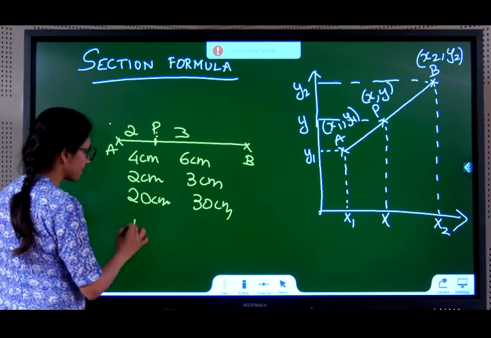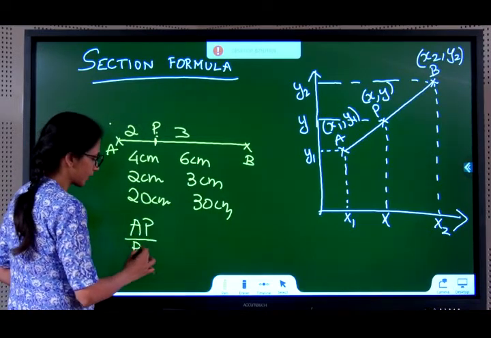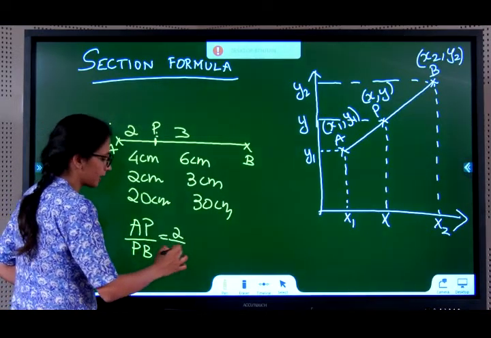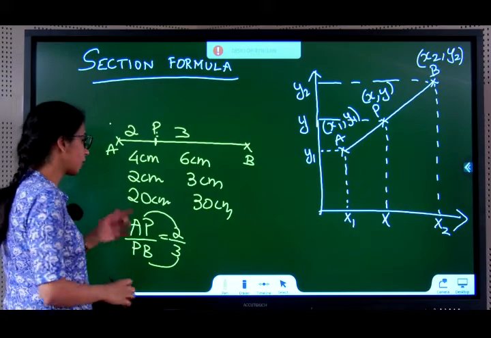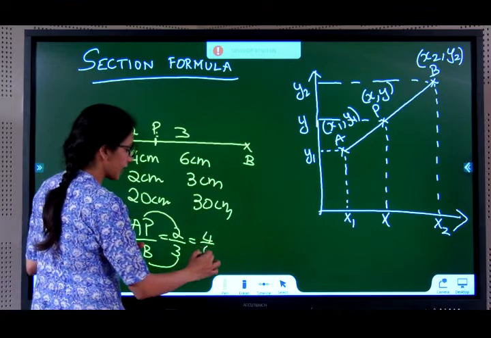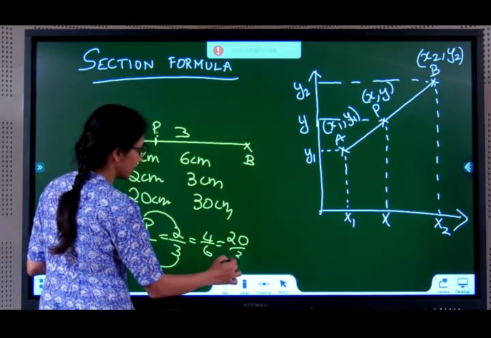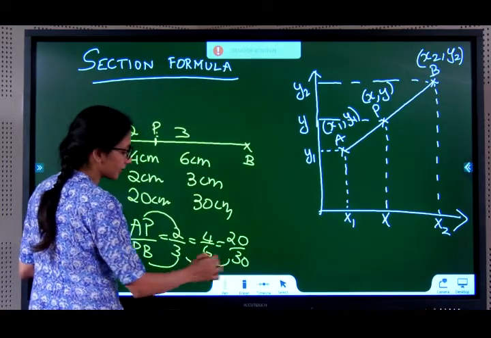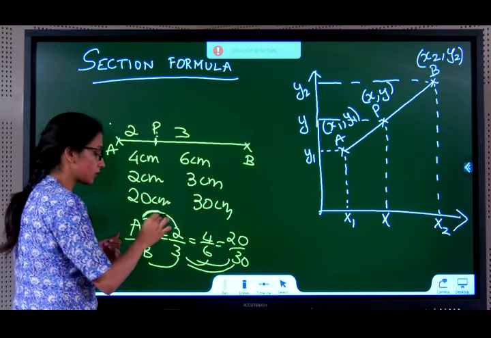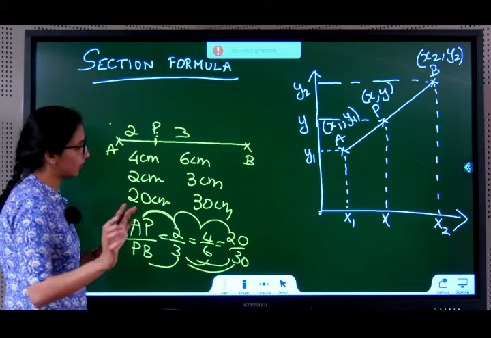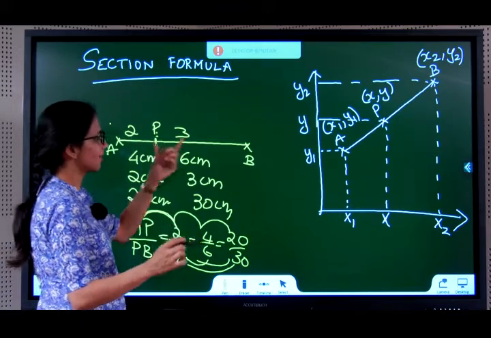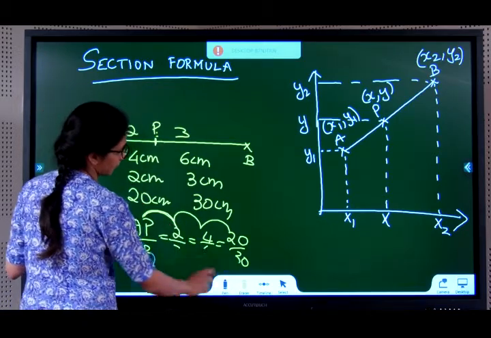That means AP by PB is 2/3. Does that mean AP is 2 and PB is 3? No. It can also be 4/6. It can also be 20/30. All these are 2/3. So how do you know whether AP is 2 or 4 or 20? You cannot say that. So these are just proportional values. This much you have to keep in mind.